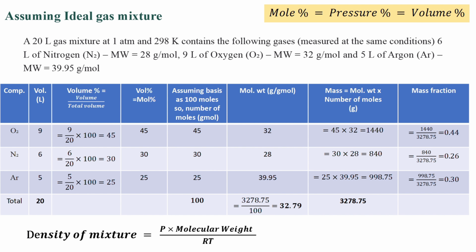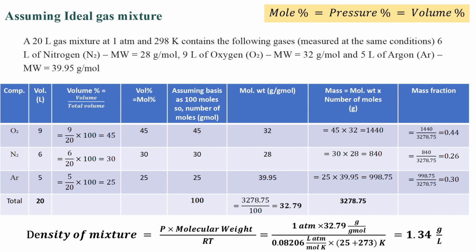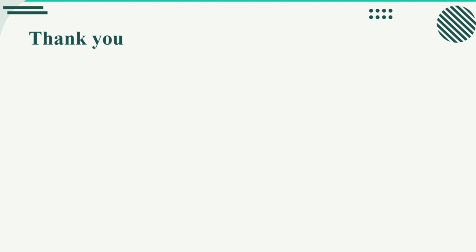Now to find the density of the mixture, we have to use this formula. Pressure is 1 atmosphere, which is given in the question. The average molecular weight we just calculated is 32.79 gram per gram mole. The R value is given in the question, of course. Then the temperature is 298 Kelvin, which is 25 degrees Celsius, so I am substituting 298 Kelvin itself. On solving, I'll get the density as 1.34 gram per liter. Thank you.